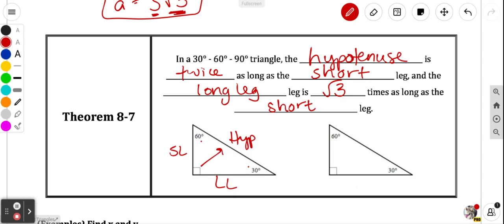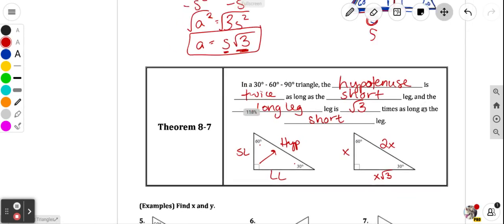So like I said, the short leg is the key to the puzzle. I'm going to call that X for this picture. I'm going to call the hypotenuse 2X. So if you're going to go from short leg to hypotenuse, you double it. And then from short leg to long leg, you multiply by radical 3, like how I just showed you when we did Pythagorean theorem. So that's a relationship here. I'm going to do one of each example.